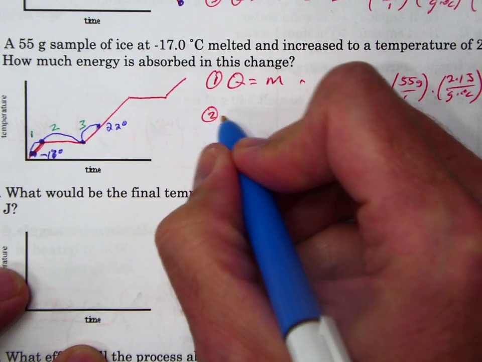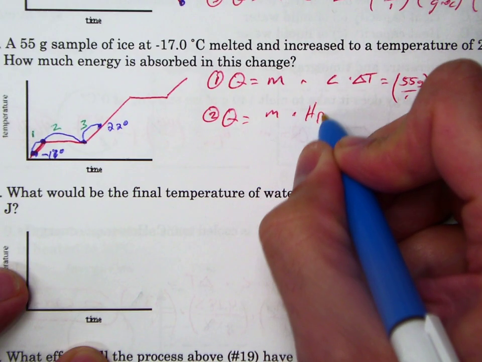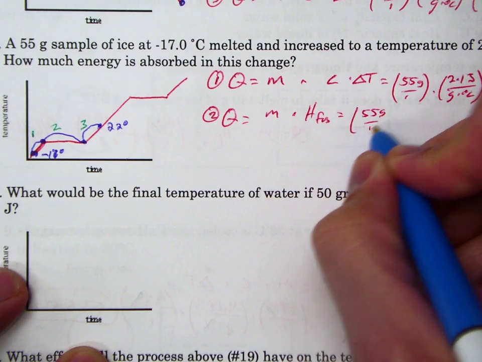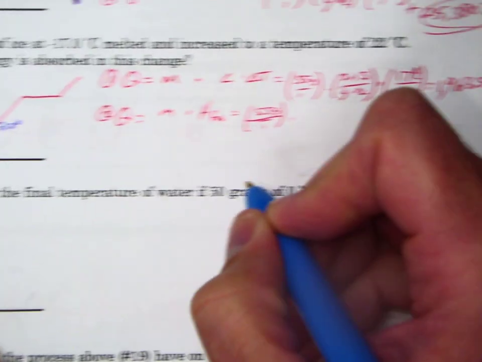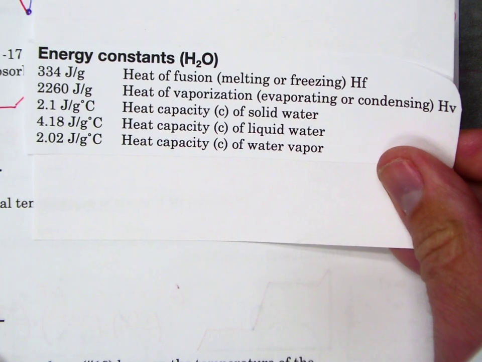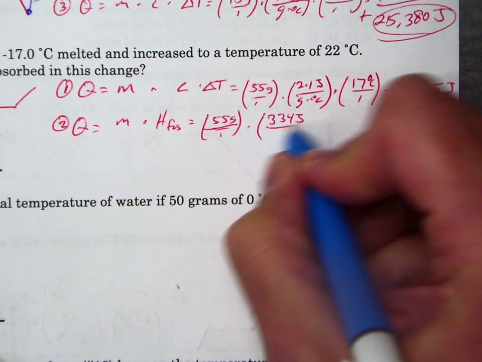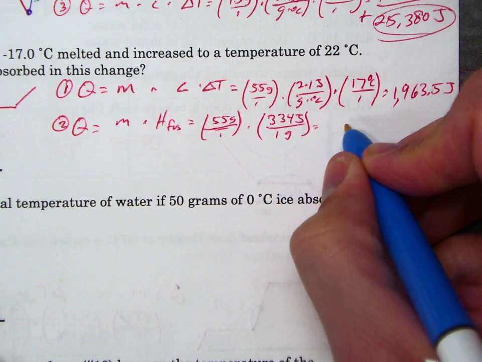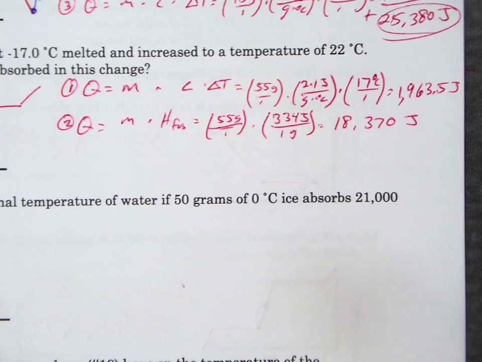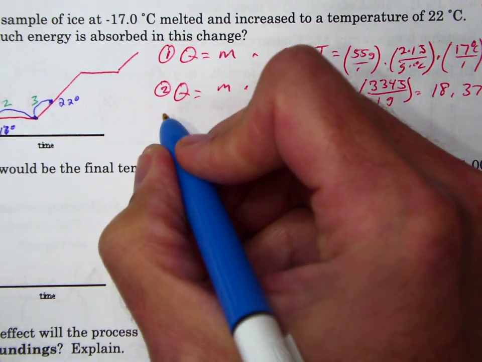Now, next, let's go do that next segment, which is the melting phase. Here we're going to melt the ice, turn it from solid water to liquid water. So we're going to use mass times the heat of fusion. Again, our mass is 55 grams. Put that over 1. We're going to multiply that by the heat of fusion, which we find, again, on our constant charts. We see it's 334 joules per 1 gram. And doing the math calculation, we get 18,370 joules.